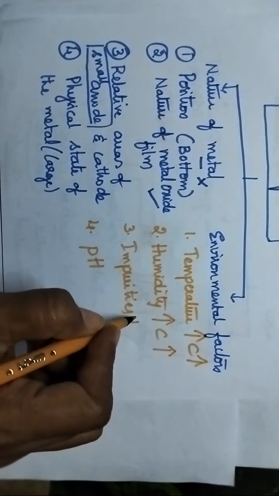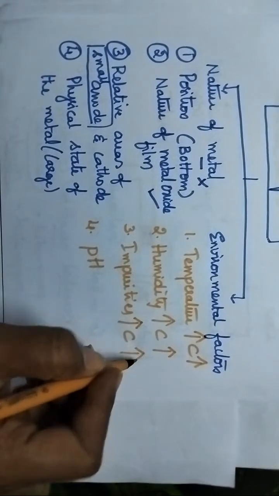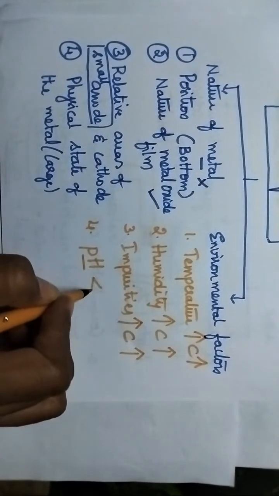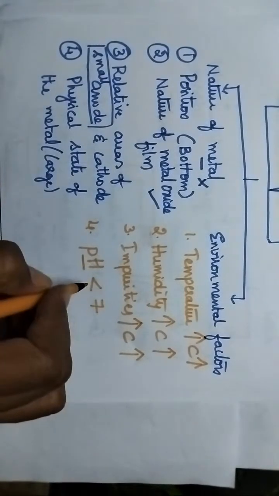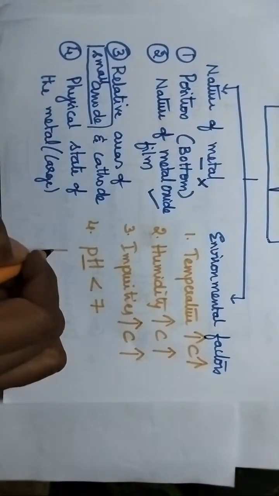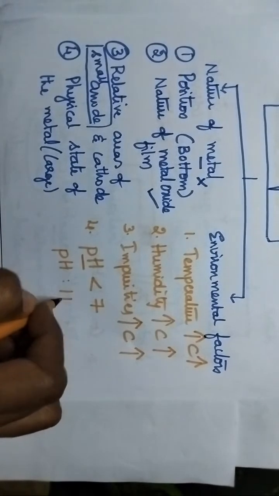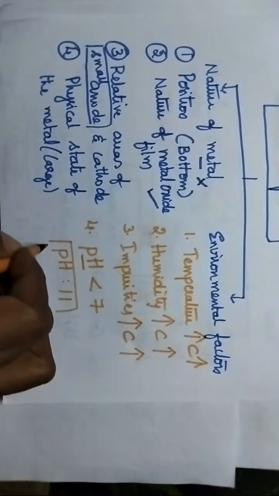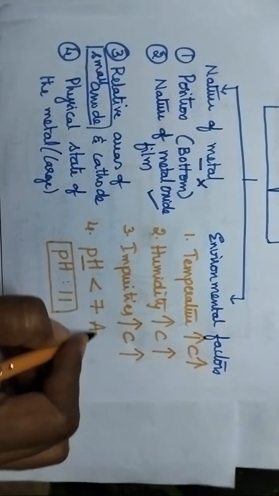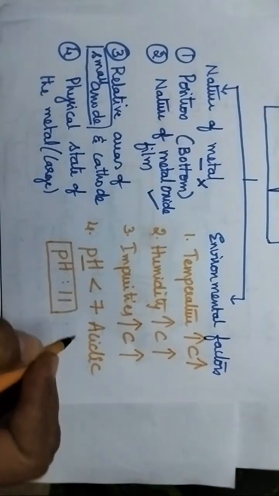Similarly, as the impurities in the corroding environment increase, the rate of corrosion also increases. Coming to the pH, if the pH is less than 7, then that environment is more corrosive. So in order to avoid corrosion, we have to maintain pH around 11. Then corrosion can be controlled. So if the pH is less than 7, that means acidic environments will promote greater corrosion.